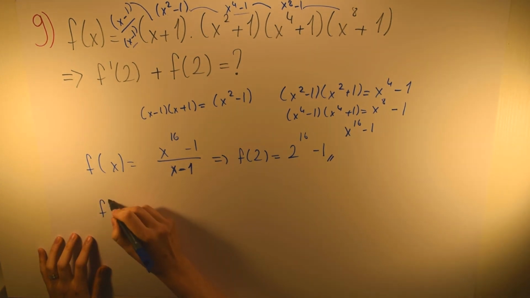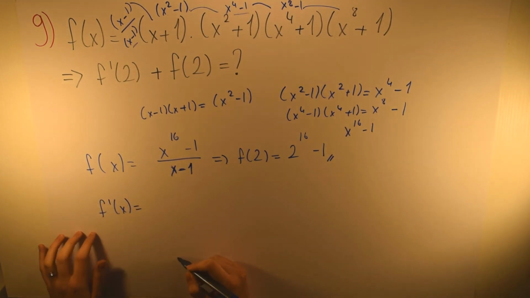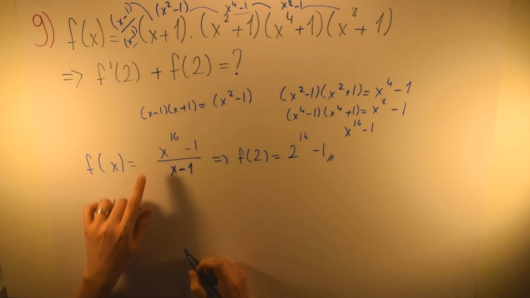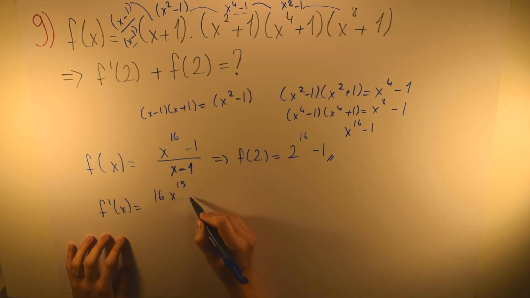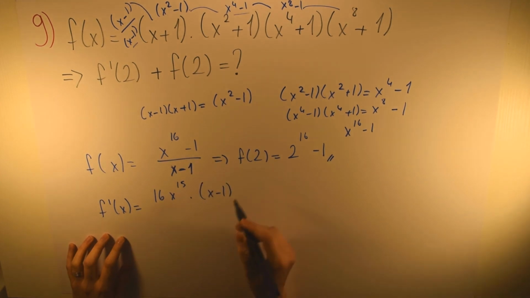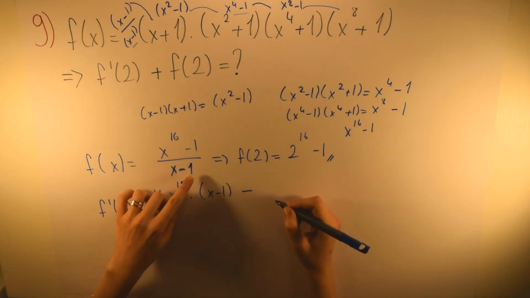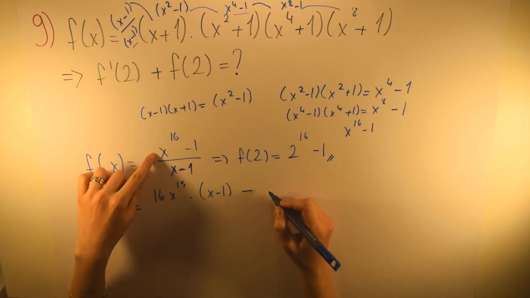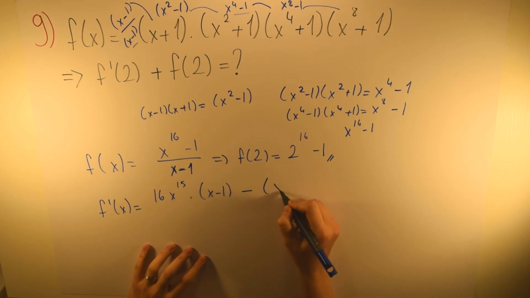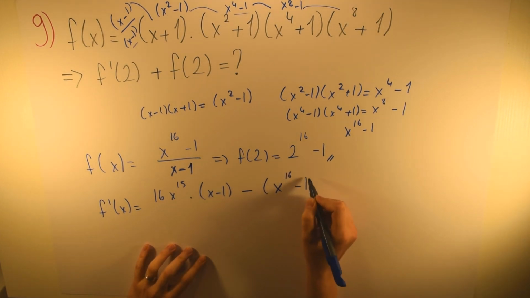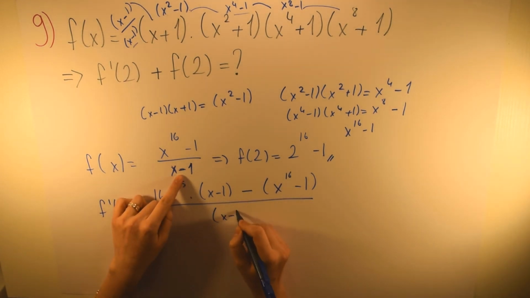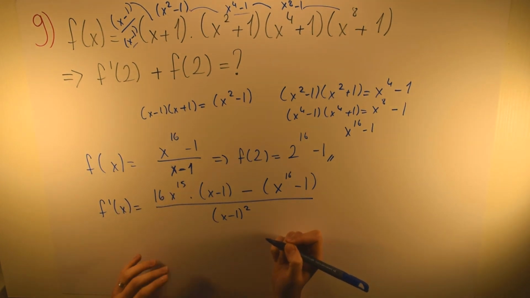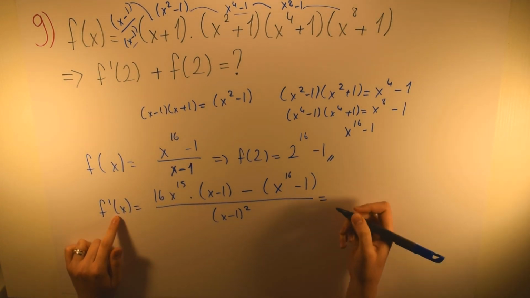The derivative of f of x is equal to, now we will apply the quotient rule here. The derivative of the first one is 16x to the power of 15, times the second one, the denominator, x minus 1, minus the derivative of the second one, which is 1, times the first one, the numerator, x to the power of 16 minus 1, over x minus 1 squared. Now I can put 2 instead of x here.